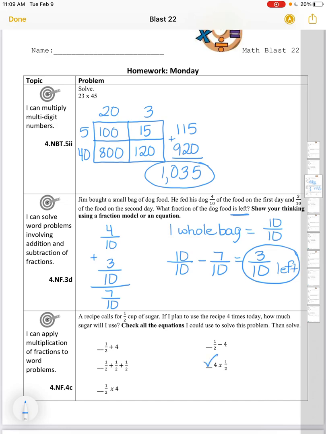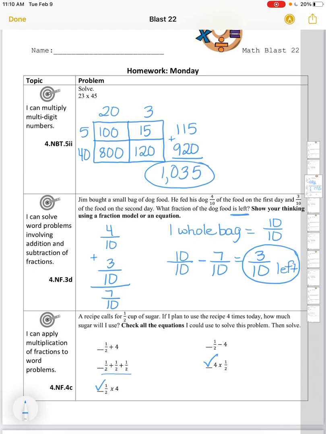And I can see that here. 4 times 1/2 means 4 groups of 1/2. Now I'm also going to check this one here, 1/2 times 4, because that's the commutative property at work. 4 times 1/2 is going to give me the same thing as 1/2 replicated times 4, 1/2 times 4. All right, and now I have a 1/2 shown, only 3 groups of a half shown here, so we're not going to check that one.